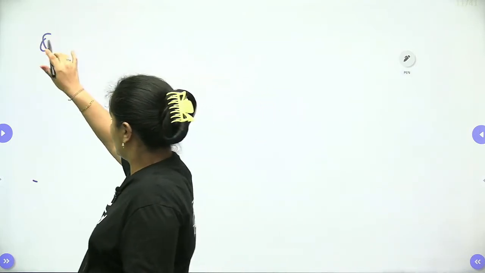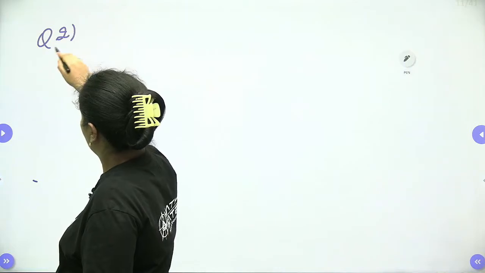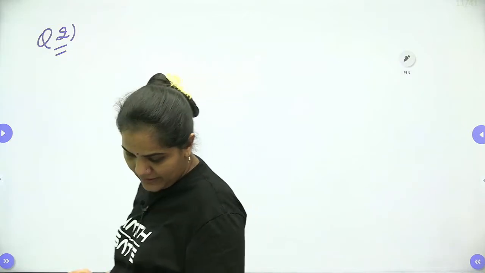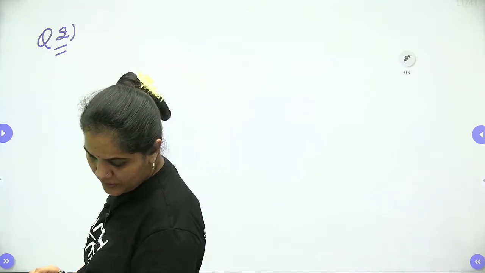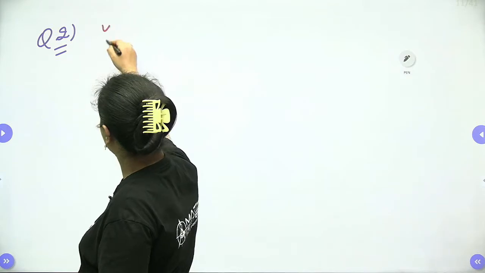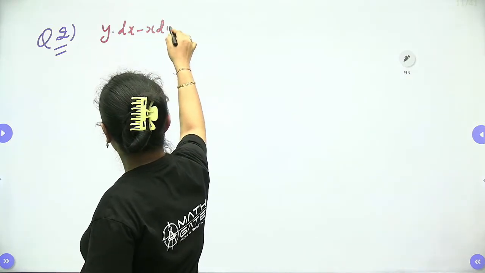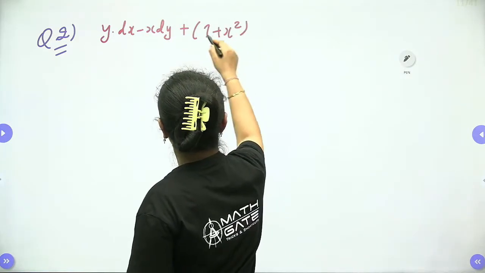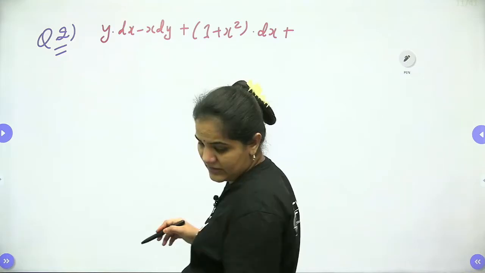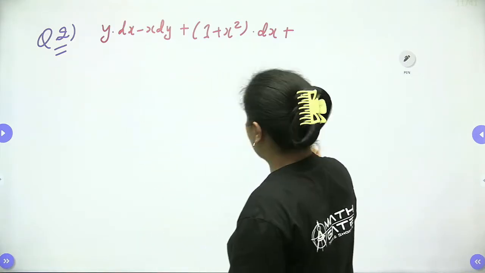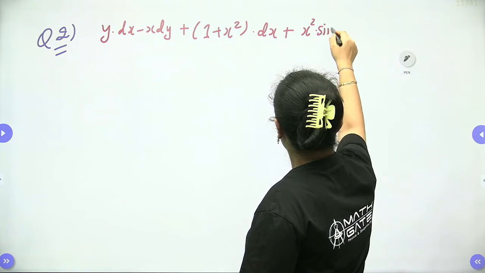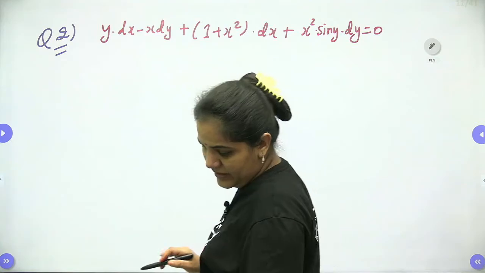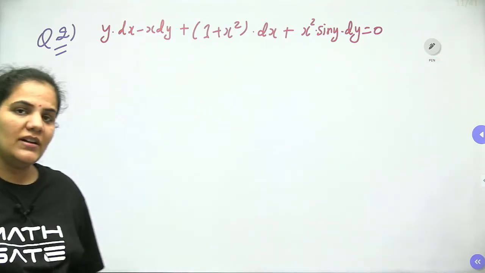Okay, so let's have discussion on the second question. Here, as an example, this time I have one more example. We can write it down: y dx minus x dy plus (1 plus x square) dx plus x square sin y dy is equal to 0. Okay, so now let's approach this one.